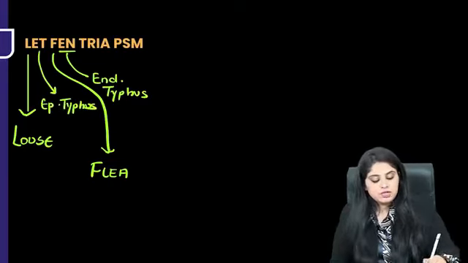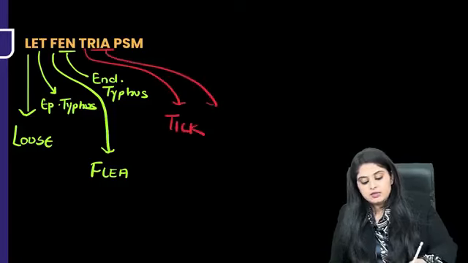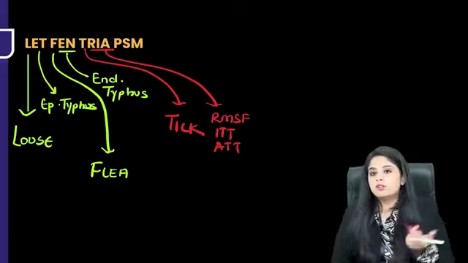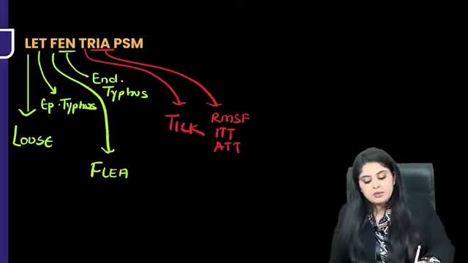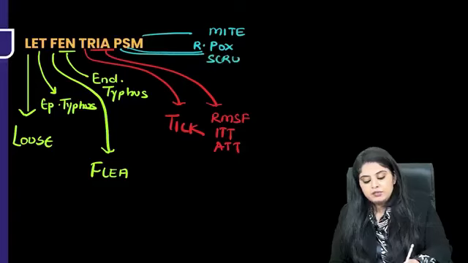Right? Now we come to Tria. Ma'am, in Tria this T is sounding like a tick, and now I know the ria is going to be Rocky Mountain Spotted Fever, Indian tick typhus and African tick typhus. So in them only the word tick is coming. Finally, I come to PSM. M stands for mite, and now I know P and S, P is going to be for rickettsial pox and S is going to be scrub typhus.